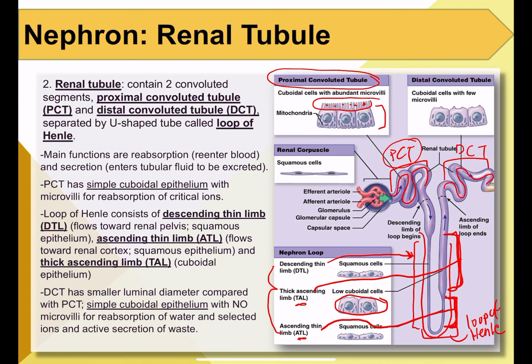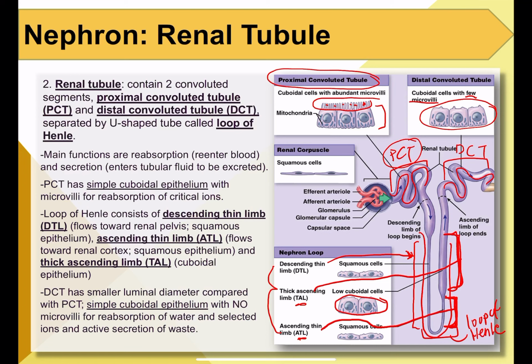Okay. Now, the DCT's epithelium is made up of simple cuboidal epithelial cells as well, but they have no or few microvilli because their main job is just reabsorption of some water and selected ions, and they conduct active secretion of waste and toxins. So it's not a lot of reabsorption. They still do some, but not a lot. So that's why you don't have as much microvilli in the DCT versus the PCT.